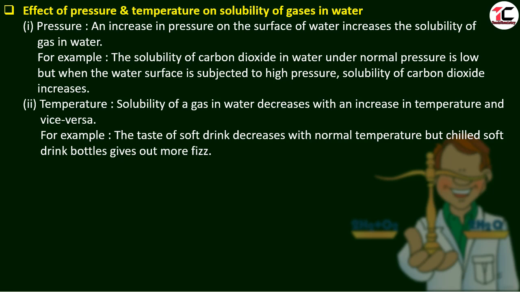Let us see the effect of pressure and temperature on solubility of gases in water. Here we will study the effect of pressure and temperature on gases. Pressure, the first one: an increase in pressure on the surface of water increases the solubility of gas in water. For example, the solubility of carbon dioxide in water under normal pressure is low. But when the water surface is subjected to high pressure, solubility of carbon dioxide increases, which is helpful for the aquatic plants.